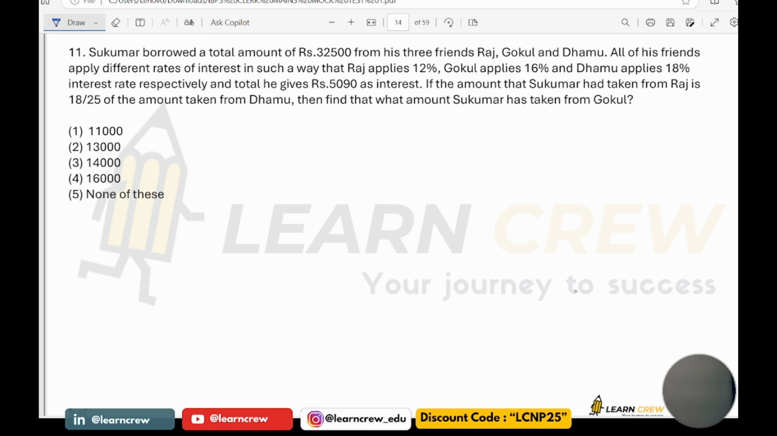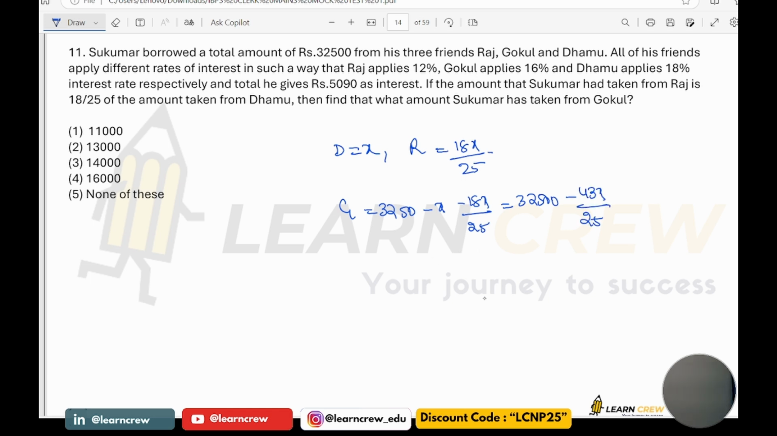So let the amount taken from Dhamu be some x. Then from Raj it would be 18x by 25. Right? Now the amount taken from Gokul would be 32,500 minus x minus 18x by 25, which is equal to 32,500 minus 43x by 25.